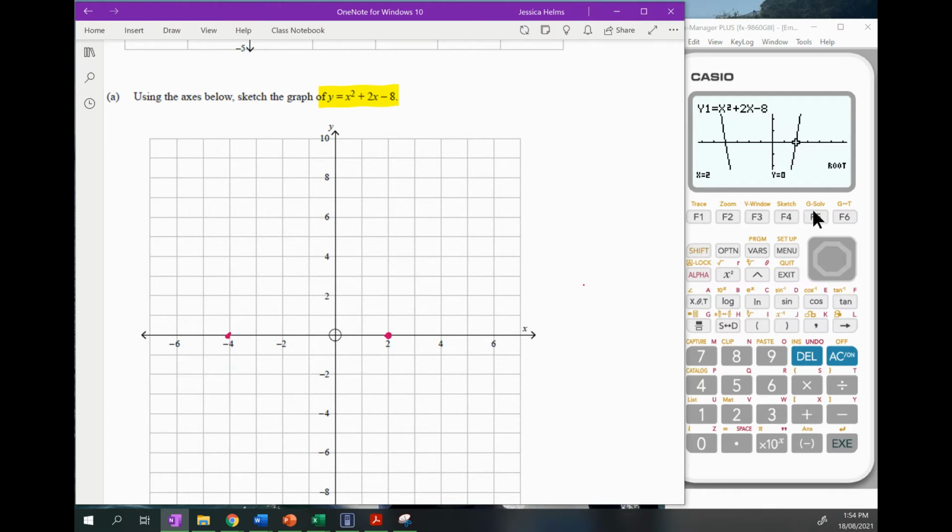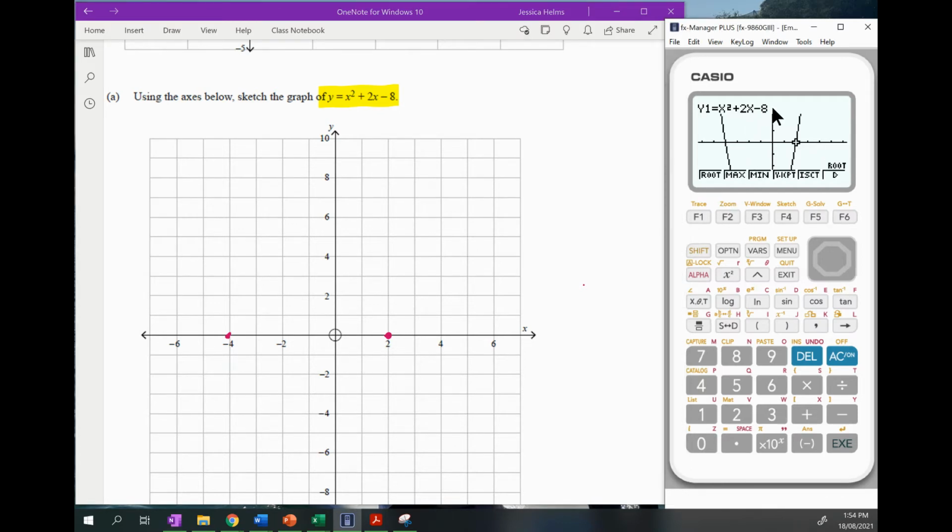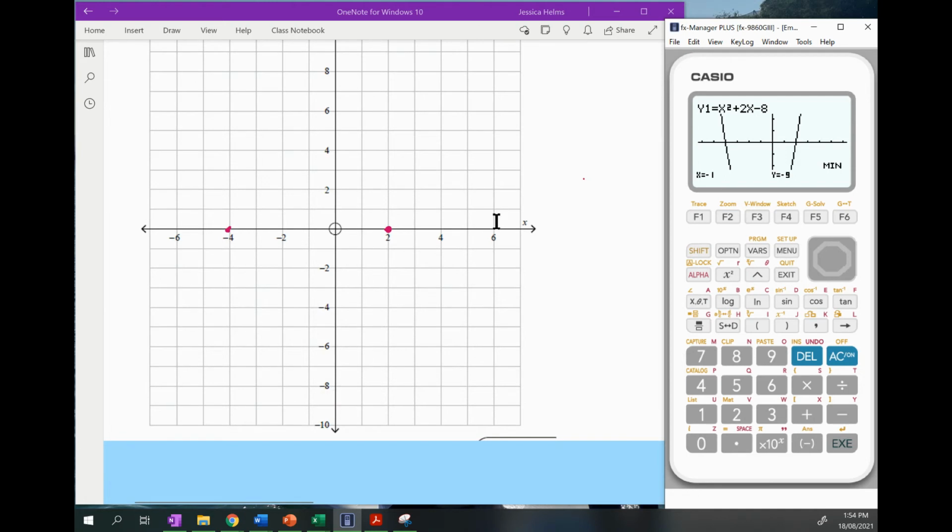All right, back to G-solve. Now, it doesn't look like it's got a maximum. It goes on and on forever. It definitely has a minimum. So we're going to find our minimum next, which is F3. It doesn't show it on screen, but it definitely tells you that at x is minus 1 and y is minus 9, that is our minimum. So that's down here.